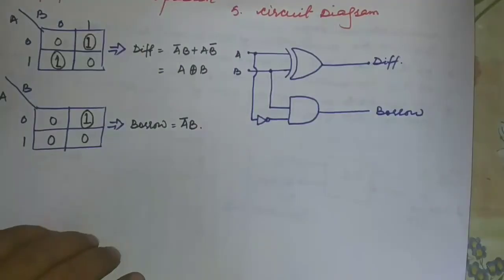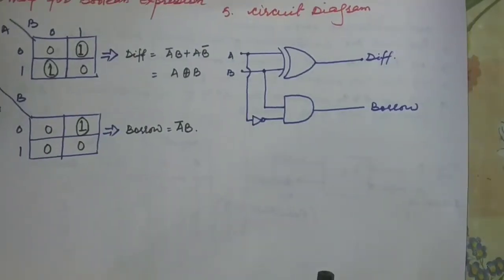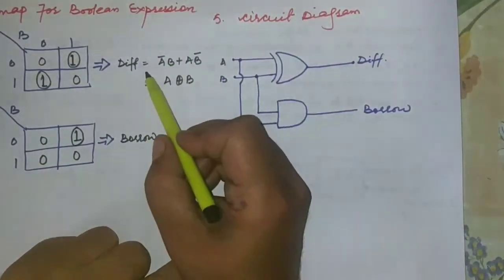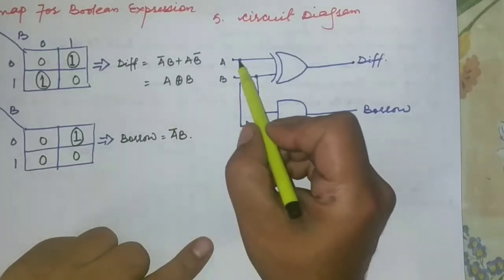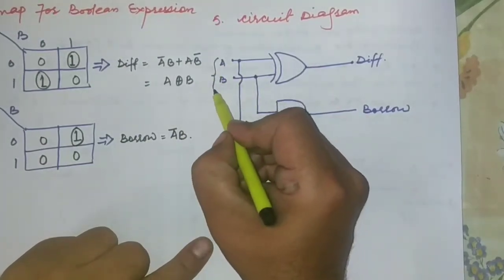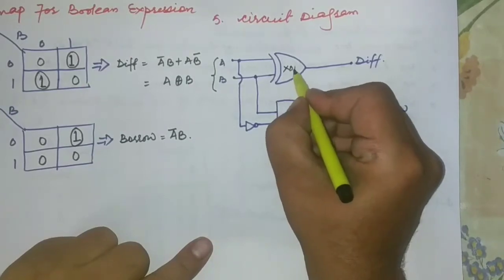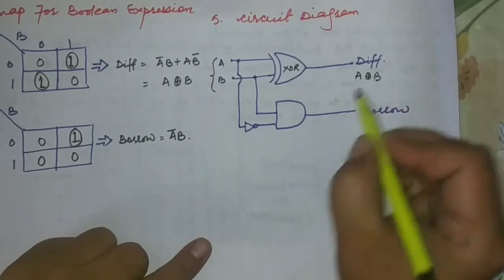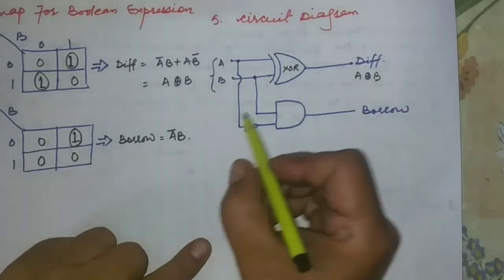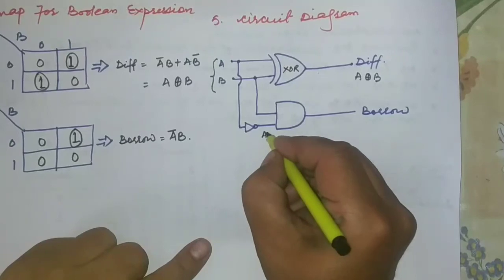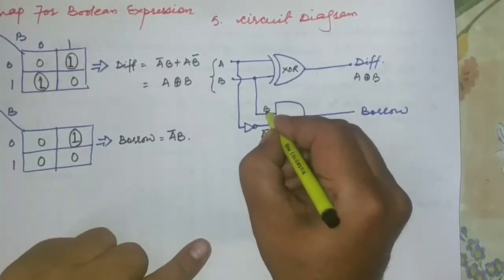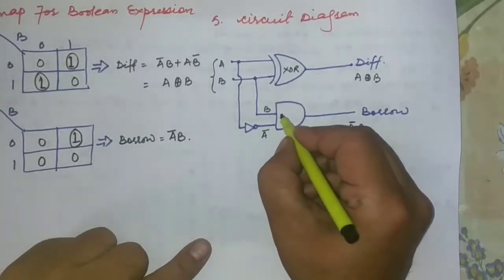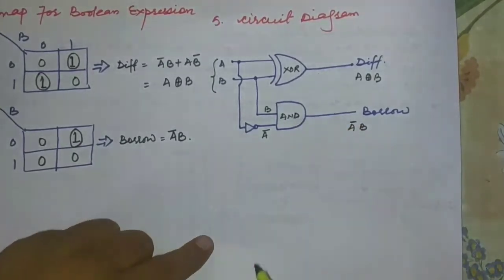So this is the circuit diagram. For difference we have A exclusive OR B. These two are inputs, so this is the exclusive OR gate. So the difference is A exclusive OR B. And for borrow it is A bar B. So this is A bar and this is B. So the borrow is A bar B, because this is one AND gate. So this is the circuit diagram.